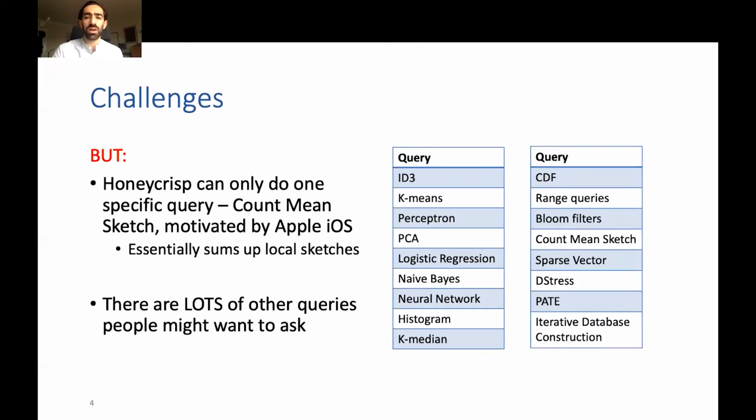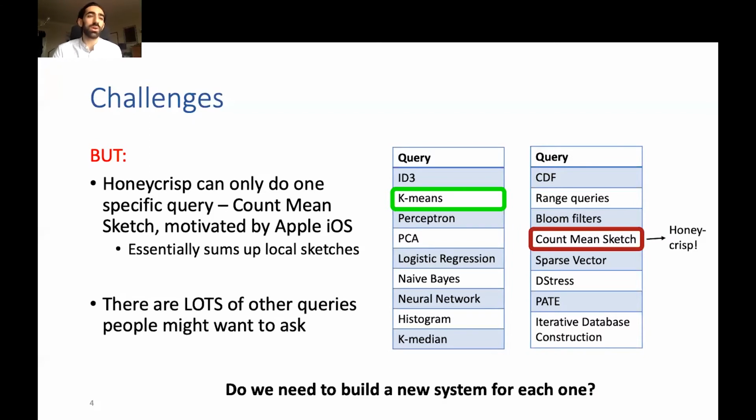So we did a survey of the differential privacy literature to find out what kinds of queries people might ask in such a system. And we found the ones I'm listing here on the slide, which are all very different and good for different use cases. And in particular, this is the one that Honeycrisp can solve, and k-means is the one that we think the retailer might want to ask in this scenario. And this is not supported by Honeycrisp. So the question is, do we need to build a whole new system?